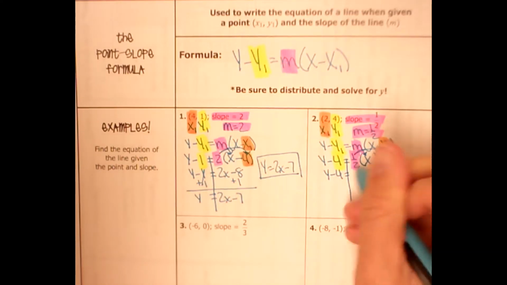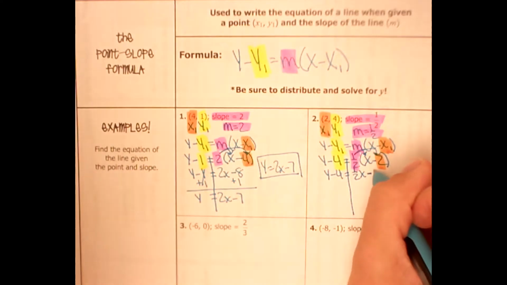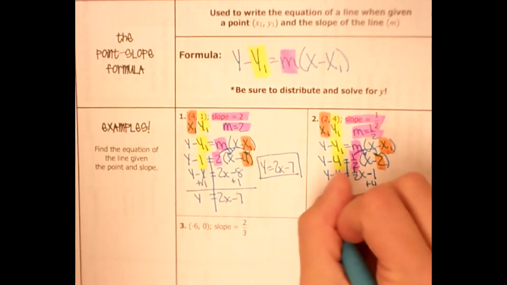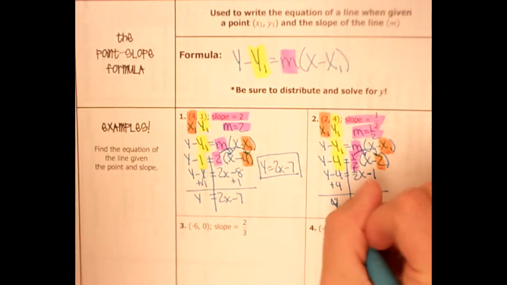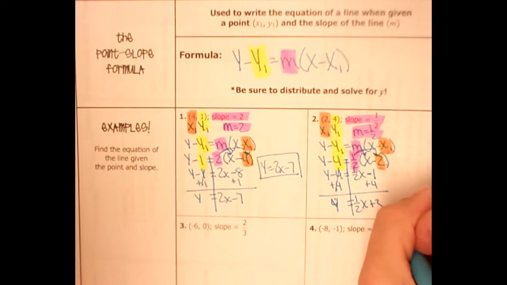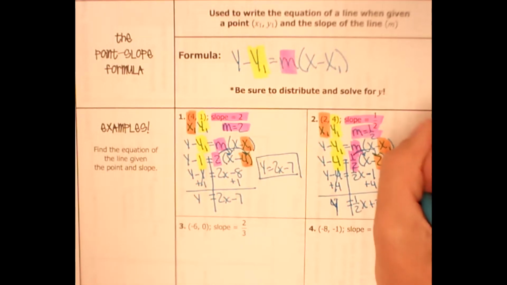And then we solve the equation. 1/2 x. 1/2 times a negative 2 is minus 1. You add 4 to both sides. The 4's cancel out, y is equal to 1/2 x plus 3. So y equals 1/2 x plus 3.